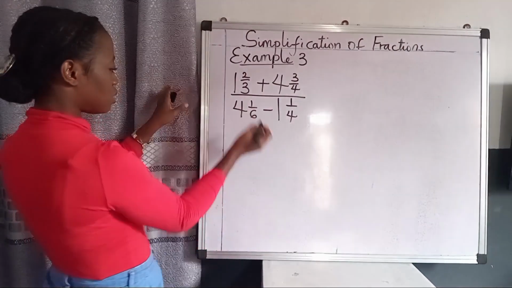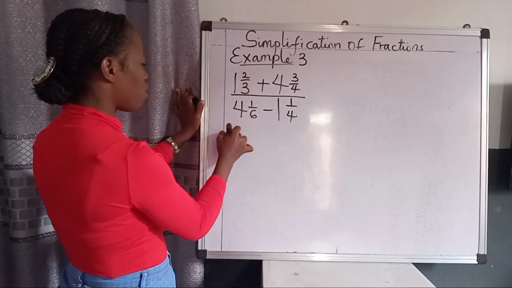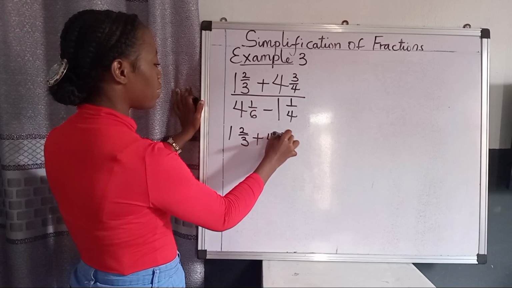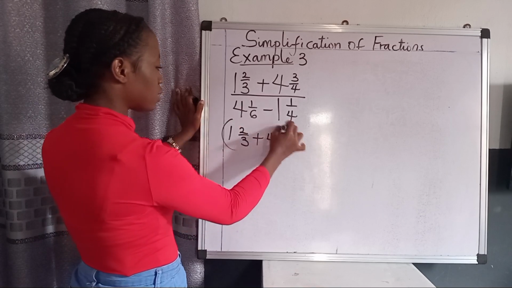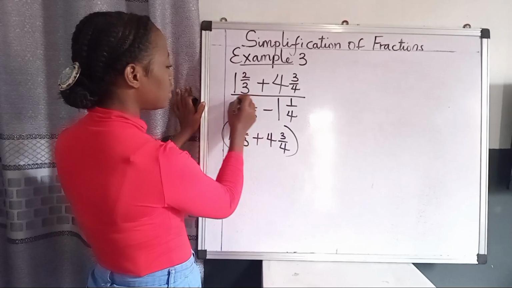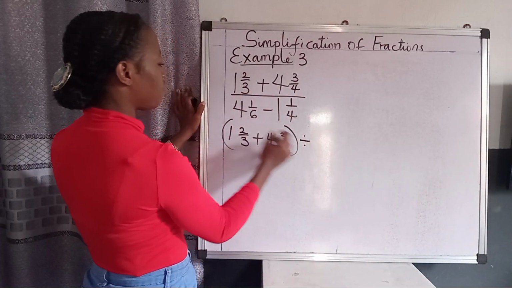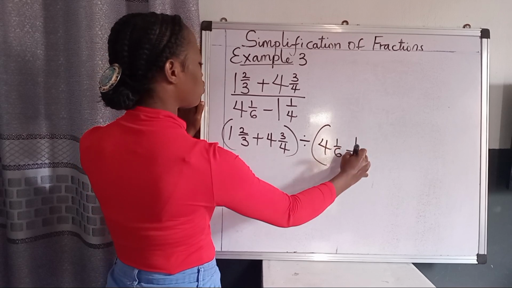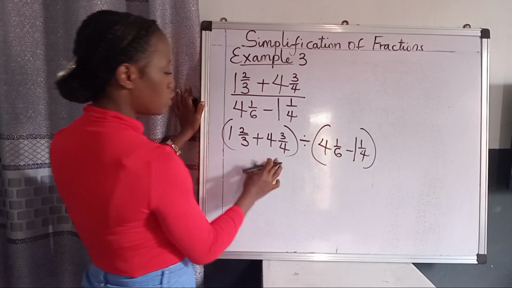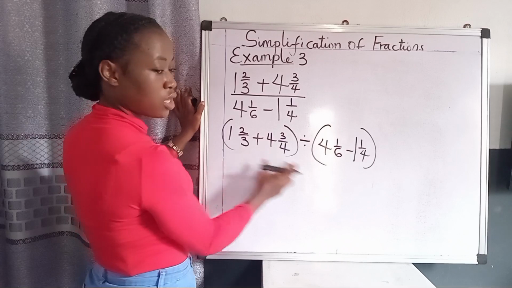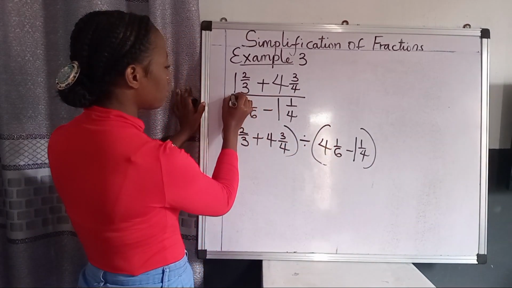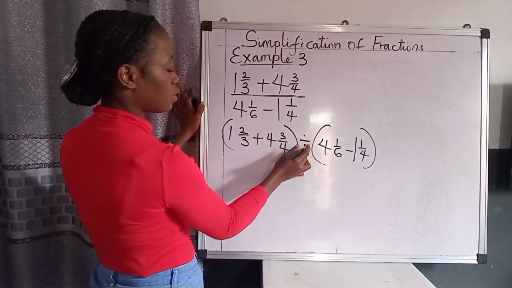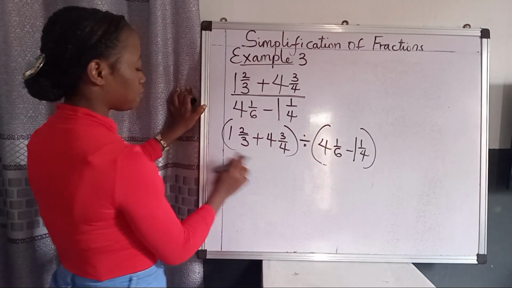So what I mean is this can be written as 1 whole number 2 over 3 plus 4 whole number 3 over 4. Alright, this is my numerator. Now this is the division sign, so divided by 4 whole number 1 over 6 minus 1 whole number 1 over 4. So this is my numerator and this is my denominator. Now what is connecting the two of them is this sign of division. So this is it. Now I'm going to work out this.